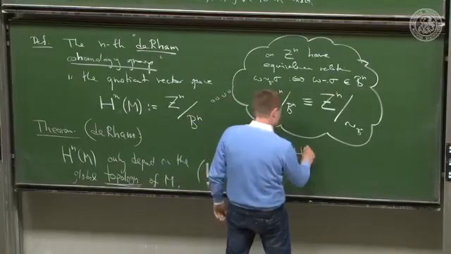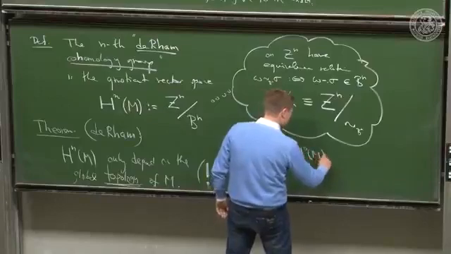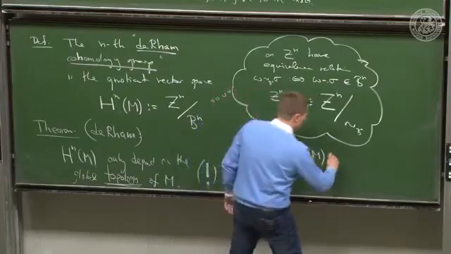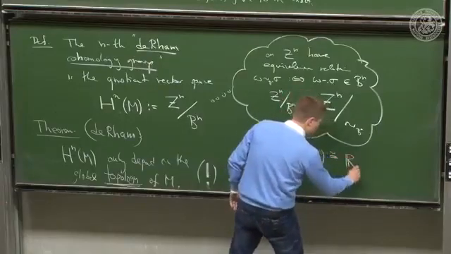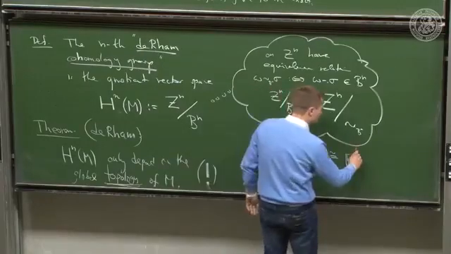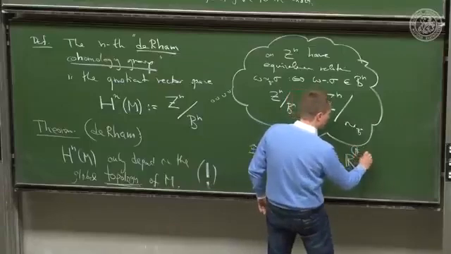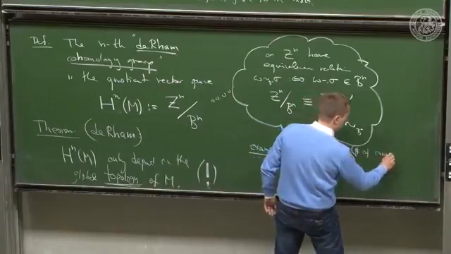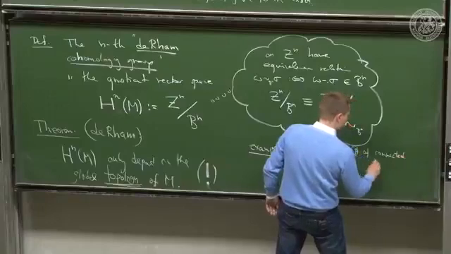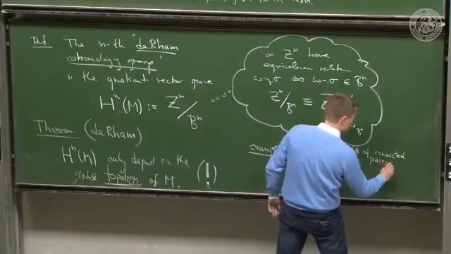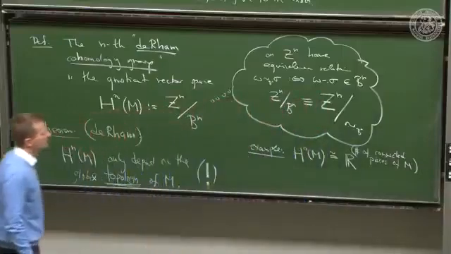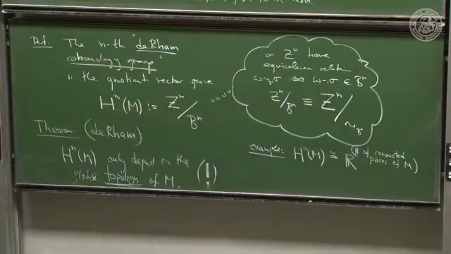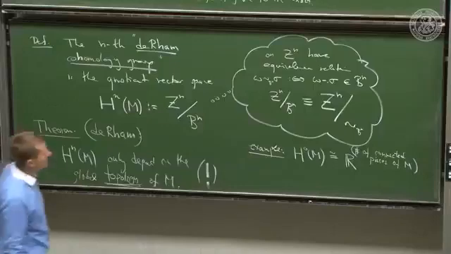The H0 of some smooth manifold, real manifold, is actually isomorphic to R to the number of connected pieces of M. Okay? It's the number of connected pieces of M.